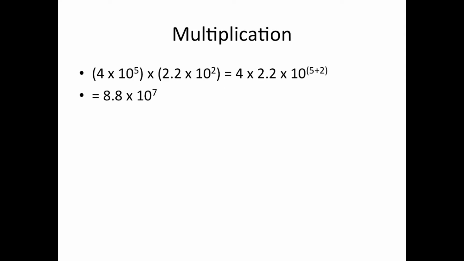Multiplication. We're going to take 4 times 10 to the 5th times 2.2 times 10 to the 2nd. We multiply the 4 times the 2.2, and in multiplication you add the two exponents together. So 4 times 2.2 equals 8.8, and 5 plus 2 is 7, giving 8.8 times 10 to the 7th.